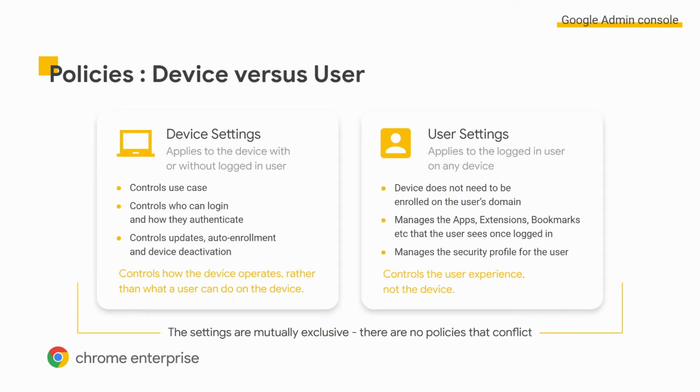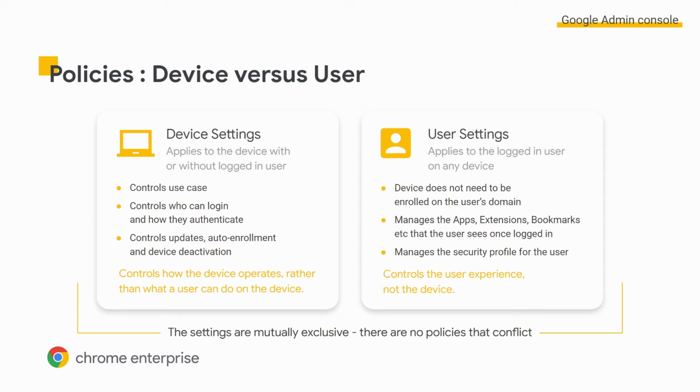Here is the difference between a device policy and a user policy. Device policies can be used to enforce settings on your organization's managed Chrome devices, regardless of who signs in. For instance, you can restrict signing in to specific users, restrict signing in to a specific domain, block guest mode, force re-enrollment, and so on.